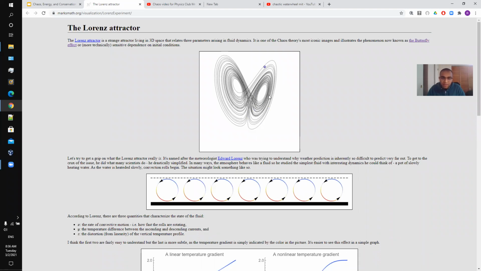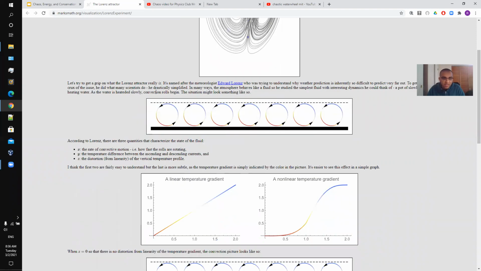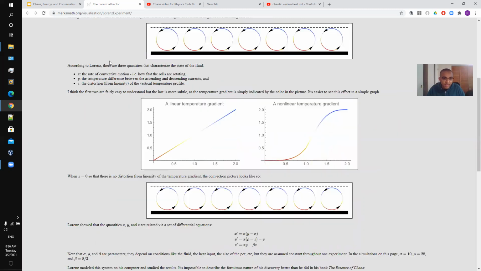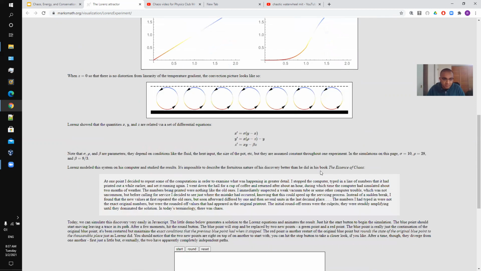And so here you can see there's a particle traversing the phase space, showing the trajectories, right? If you think about it kind of parametrically, it's just showing this particle moving along the phase space. And here you can see Edward Lorenz was studying the weather and his convective rules in the atmosphere. You can see it's cooled from the top and it's heated from the bottom, right? And here there's a little more information about parameter Z, which is distortion from linearity, right? They're showing what a linear temperature gradient looks like and what a nonlinear temperature gradient looks like as well.